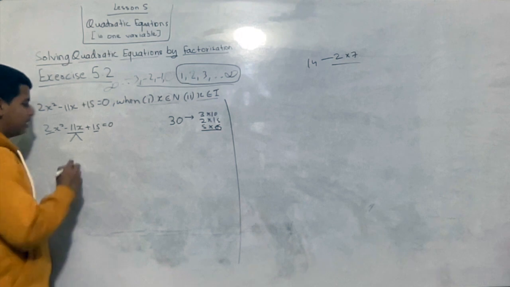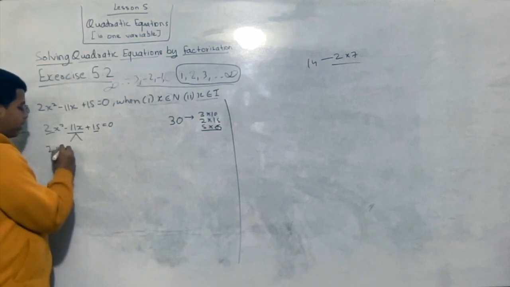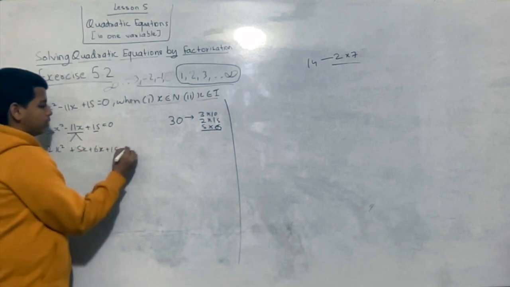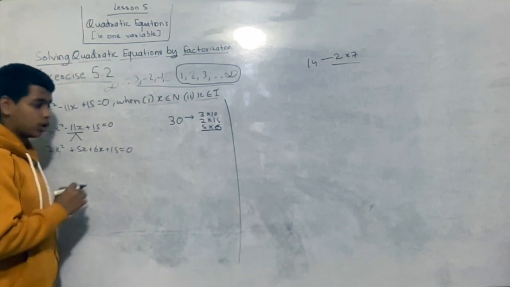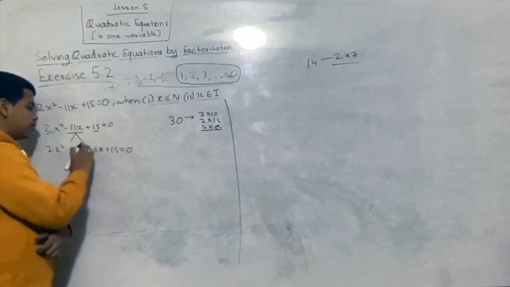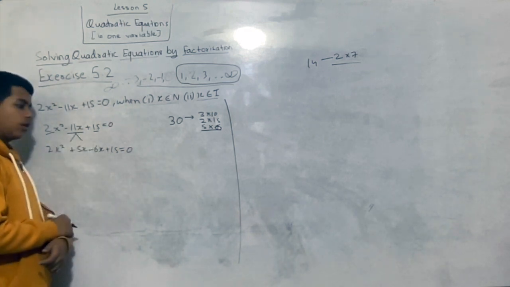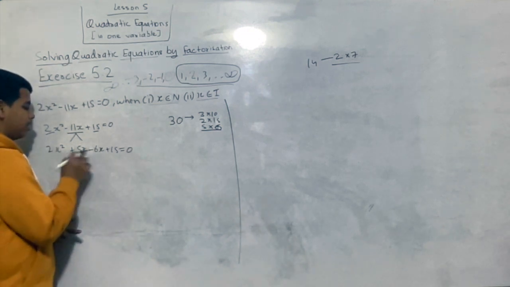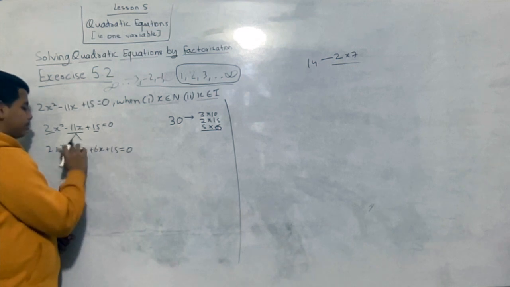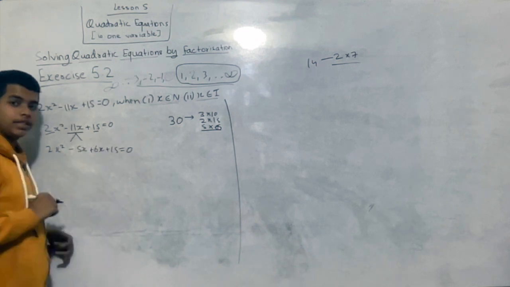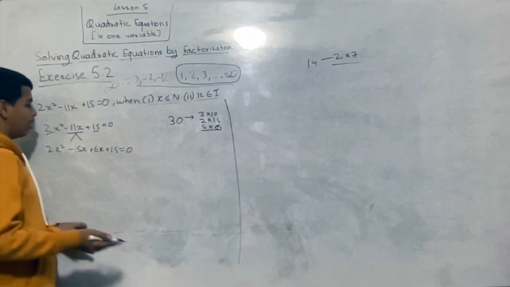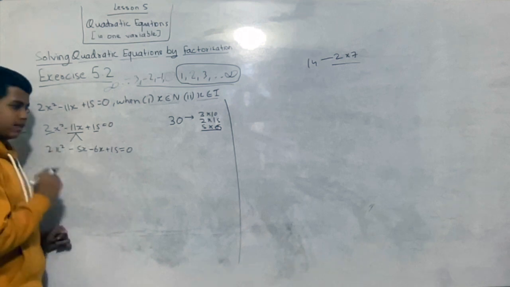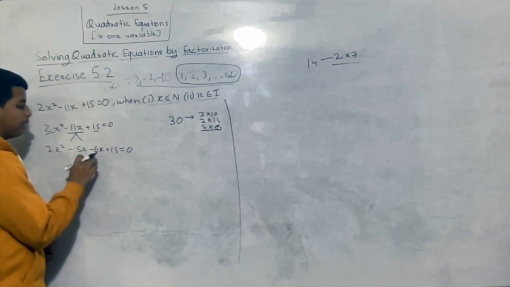Now the thing is, when we write 2x square plus 5x plus 6x plus 15 is equal to 0, we get plus 11x, not minus 11x. If we take 5x minus 6x, we get minus x, which is nowhere close to minus 11x. And when we change the signs, minus 5x plus 6x, we get plus x, and plus x is nowhere close to minus 11x. So what we will do is change both the signs. We will write minus 5x and minus 6x.